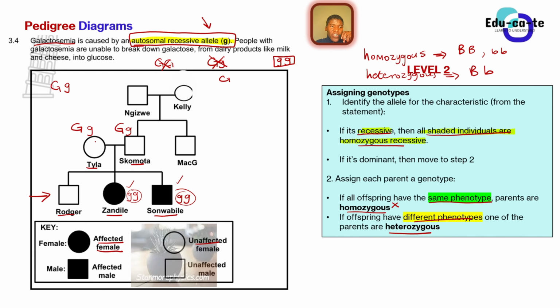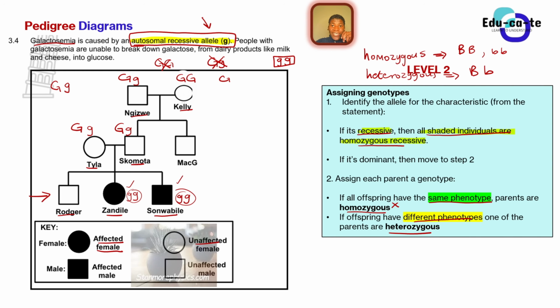So now you've got the genotypes of Tyler and Skomota. And then you can work your way backwards and say that Skomota is actually a child of Ngizwe and Kelly, and Skomota has the recessive allele. So the parents also had the recessive, one of the parents had the recessive allele. So here it can be possible that Ngizwe had this genotype and Kelly had this genotype. It can be possible in that way.